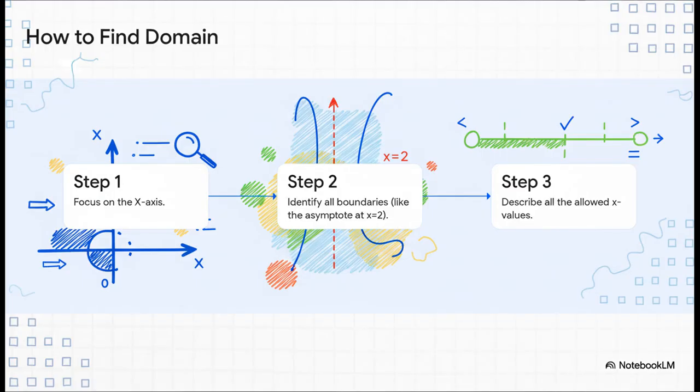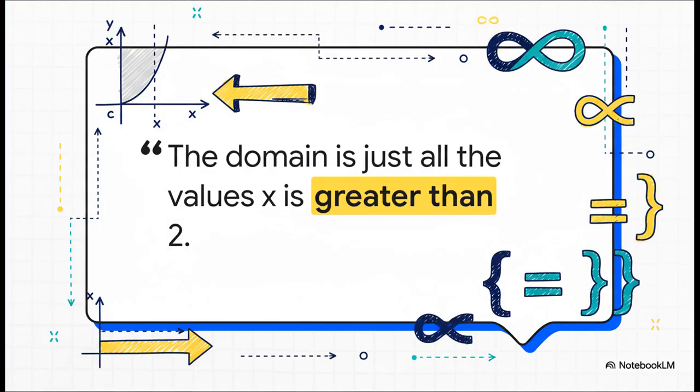So the whole process is actually pretty simple. Step 1, you focus only on the horizontal x-axis. Step 2, you find that do not cross line, which for us is at x equals 2. And finally, step 3, you just describe all the x values where the graph is actually allowed to exist. And that leads us right to the answer. Since the graph can't touch x equals 2, but it stretches out to the right forever and ever, the domain is simply all the numbers that are greater than 2. The key thing here is that the number 2 itself is not included.